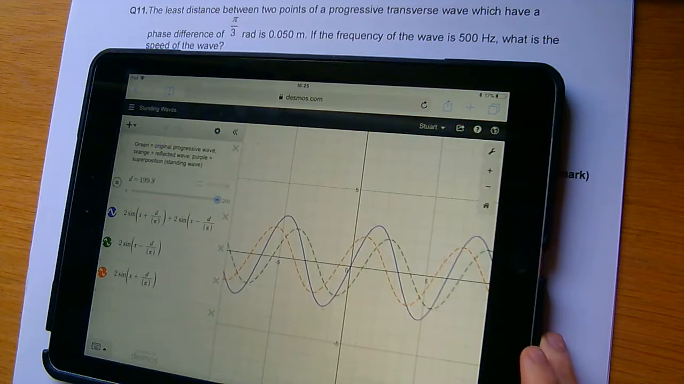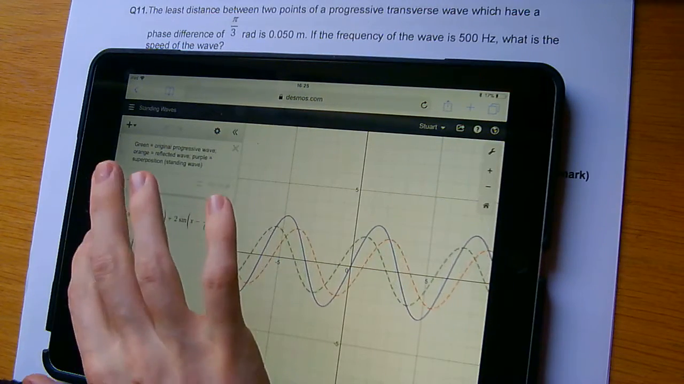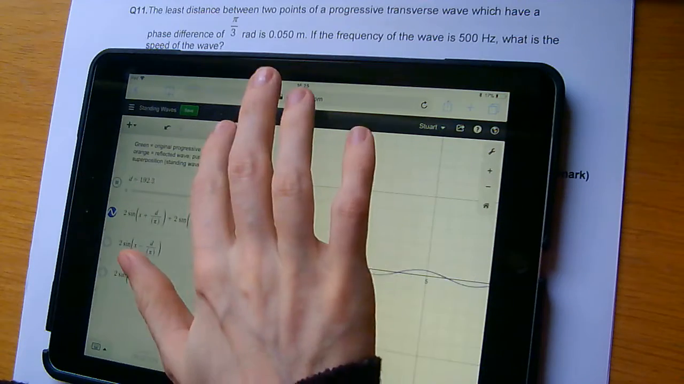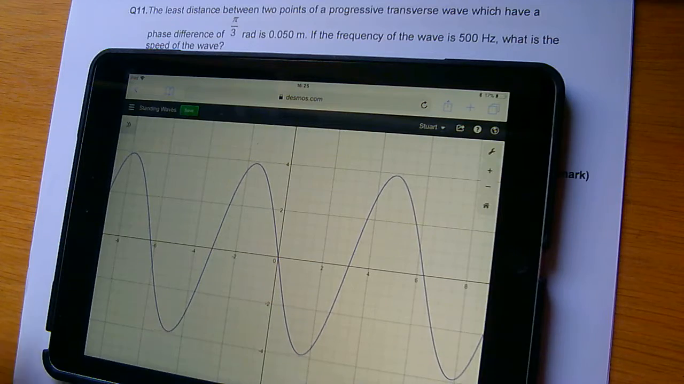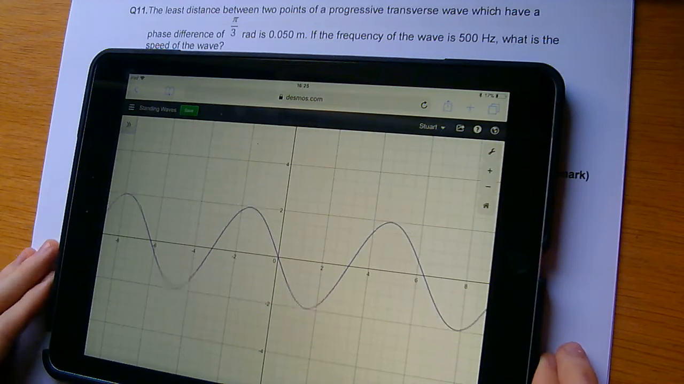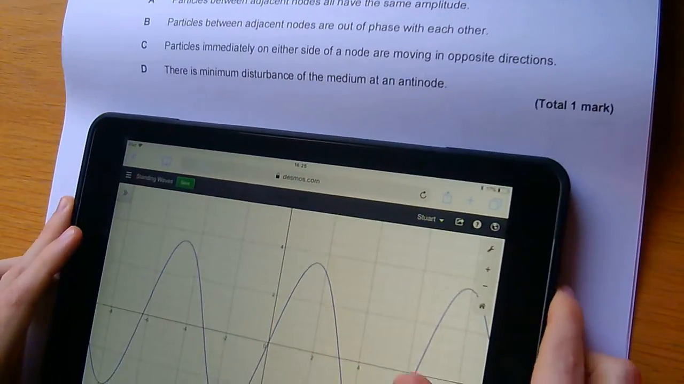Alright, so you've seen this in class before. This is the Desmos animation. For the sake of clarity, let's get rid of the two waves that produce the stationary wave, and just look at the stationary wave itself. So here it goes, up and down. So all of these questions about the properties of stationary waves, let's see which is true and which is not.